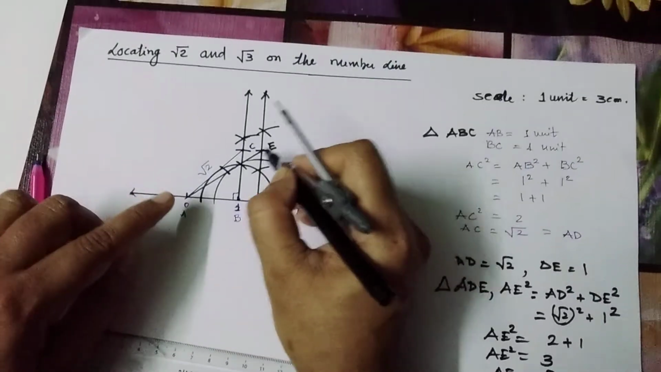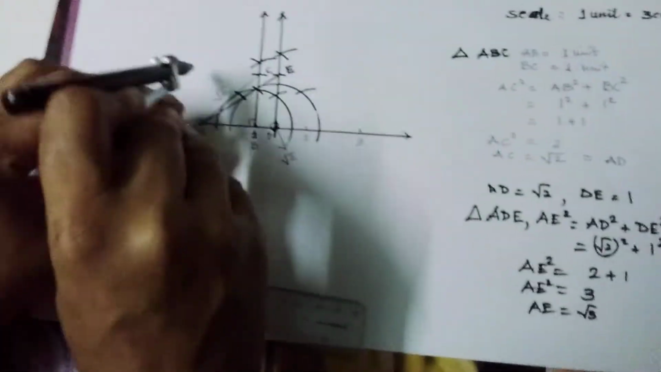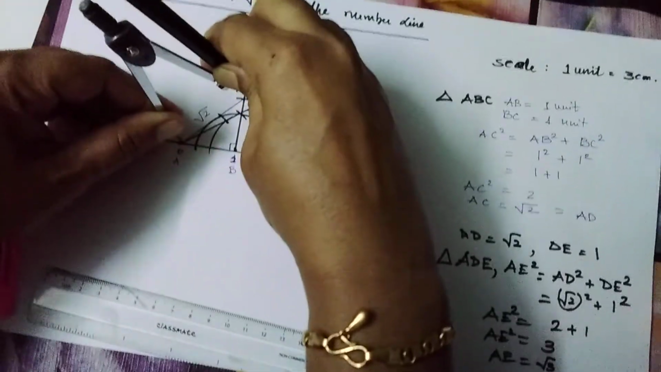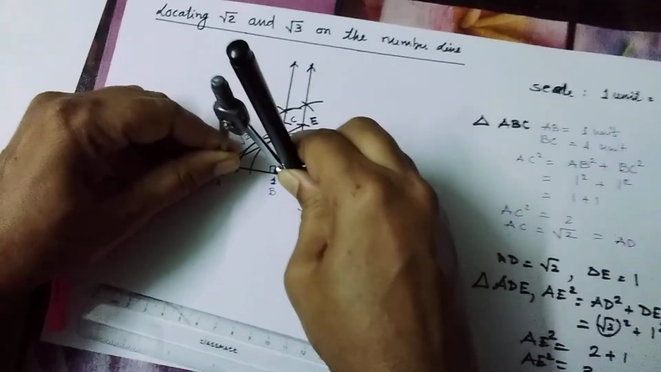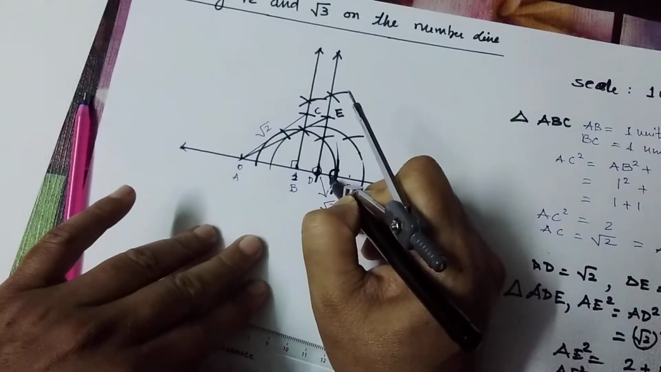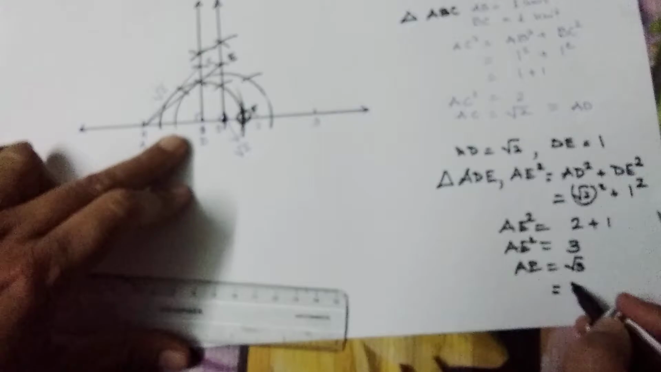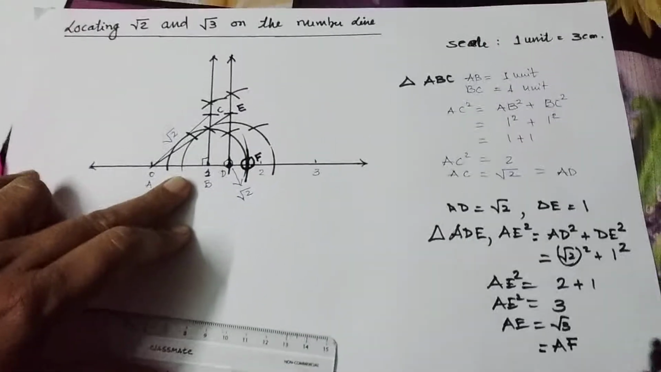Once again, this square root 3 is not on number line. So what we do? We have to again prick at A, take the measurement which is equal to AE and mark a line on the number line. Here it is this point called point F. So you can say this point AF is equal to square root 3.